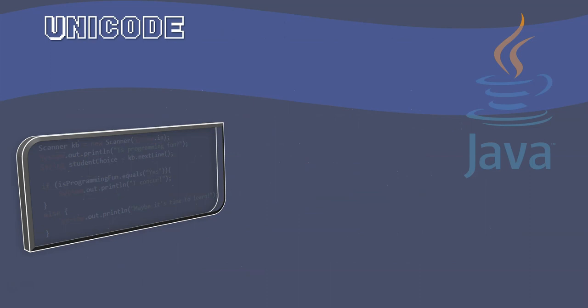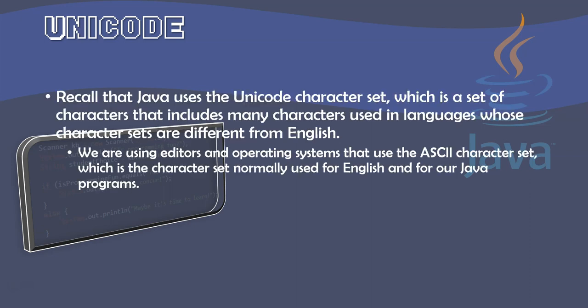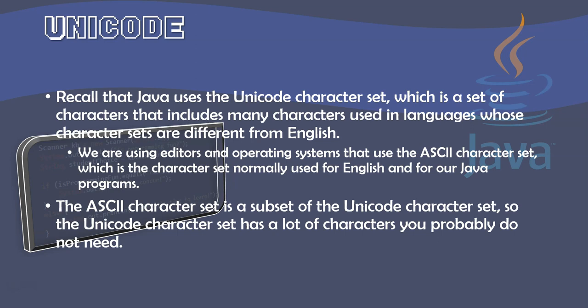Now I said we need to look at some of those castings. And the reason why we're going to do that is Unicode. So if you recall, the way Java functions is that it uses the Unicode character set, which is a set of characters that includes many characters used in various languages, whose character sets can be very different from that of English. Now, a lot of times, if you are in an English-speaking country, you're using editors and operating systems that actually use the ASCII character set, which is, again, a standard character set for English-speaking languages and Java programs. Now, the ASCII character set is actually a subset of the Unicode character set.